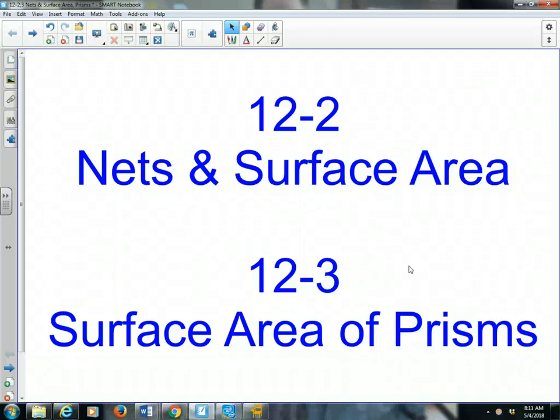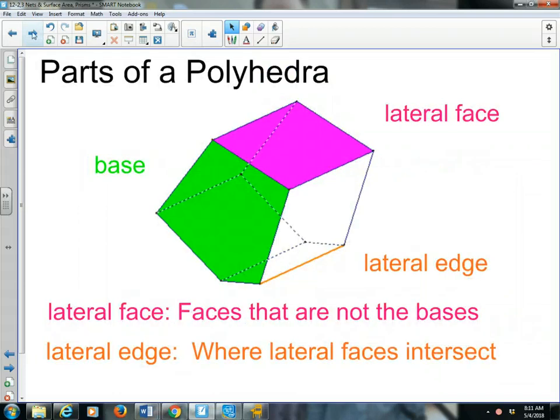Hi everyone, 12.2 and 12.3, very similar lessons. One is on nets and surface area, and then one is finding the surface area of a prism. So we're kind of combining these two lessons together here. So let's review some parts of a polyhedra.